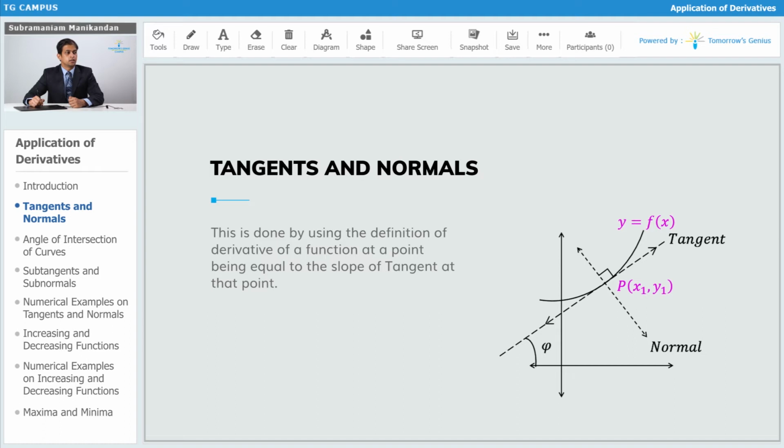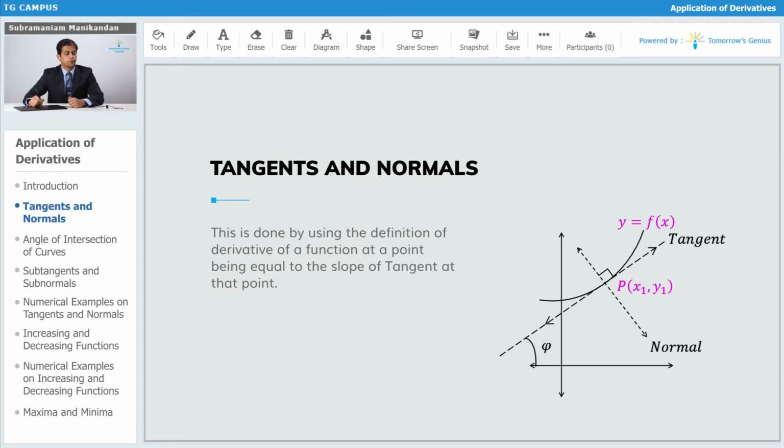Consider the graph of a function y is equal to f(x). Consider a point P whose coordinates are (x1, y1). We draw a tangent at this point P, and perpendicular to the tangent is a normal, which is shown by the dotted line. The angle that the tangent makes with the positive direction of x-axis is phi.